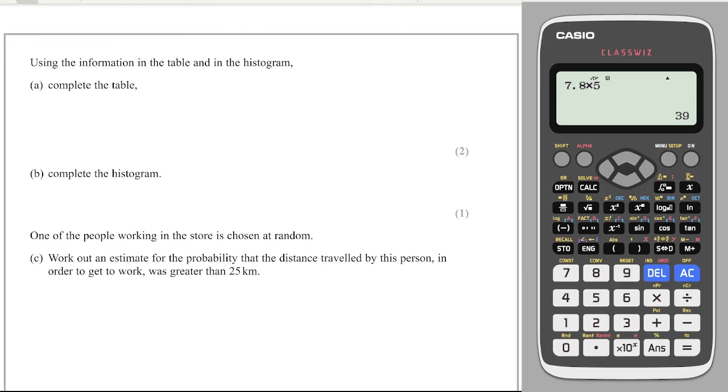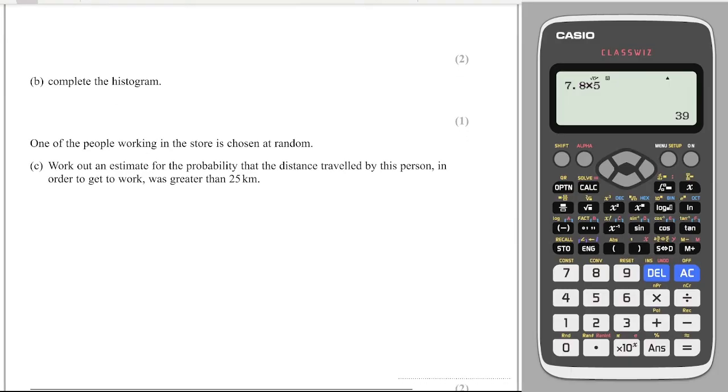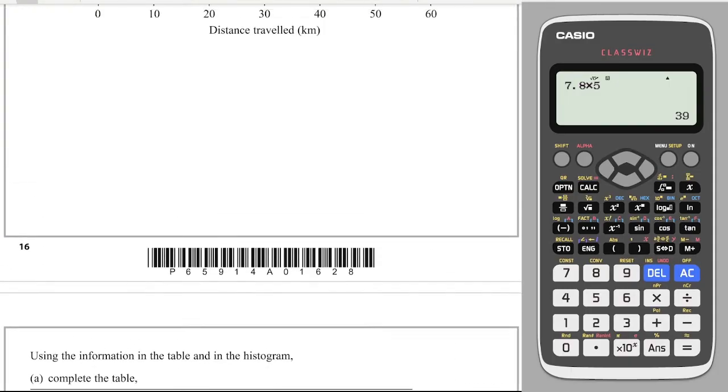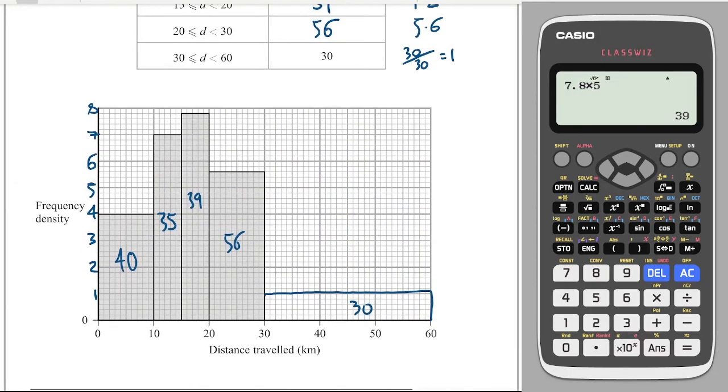One of the people working in the store is chosen at random. Work out an estimate for the probability their distance travelled in person is greater than 25. Okay, so I need to draw this line down here at 25. And I want to take all of the people to the right of that, because it said greater than. Well, first off, this green section is half of this 56, so therefore it's 28. And we've also got this 30 here.